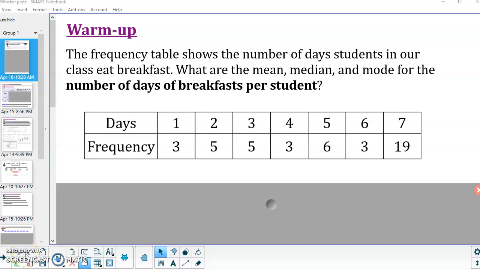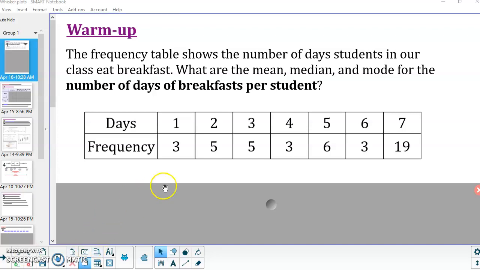All right, so before we jump into box and whisker plots, let's get started with a quick warm-up. The warm-up here, I've given you a frequency table, shows the number of days students in our class eat breakfast, and this is actually from my class last year. So this is, again, the same 44 students. What are the mean, median, and mode for the number of days of breakfast per student?